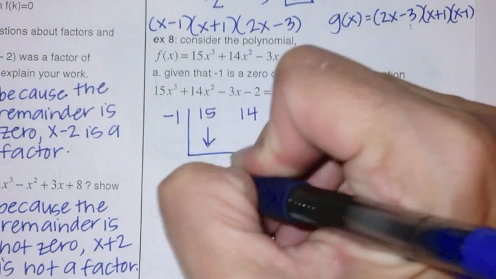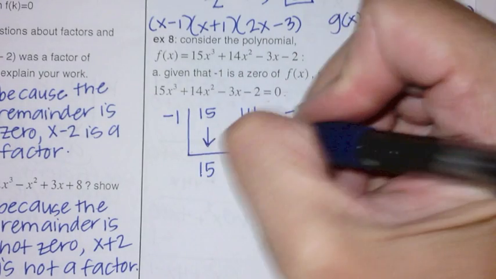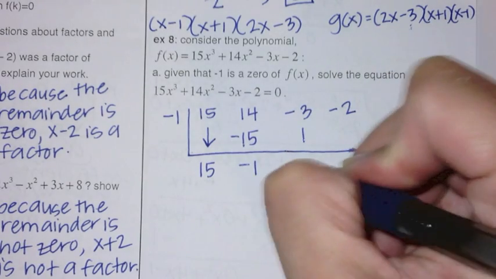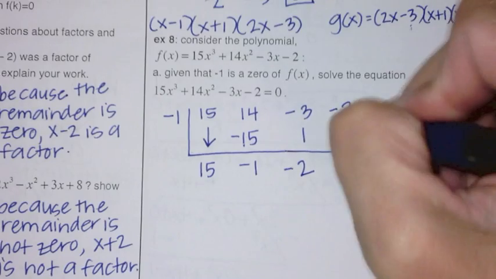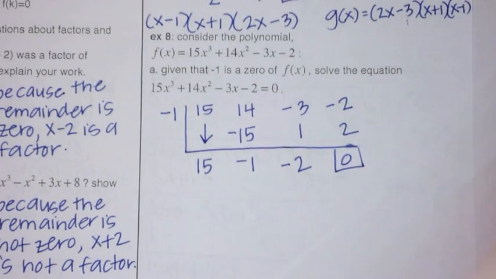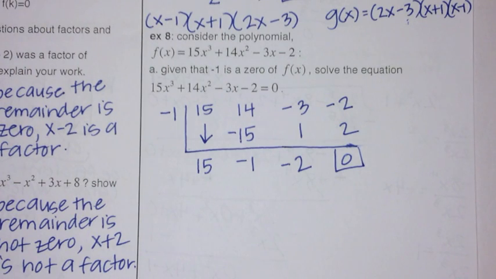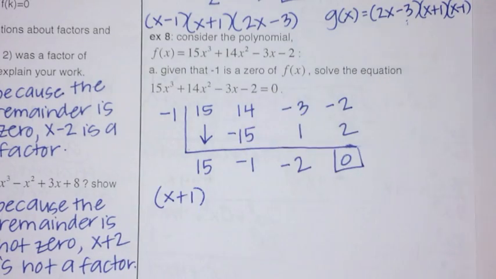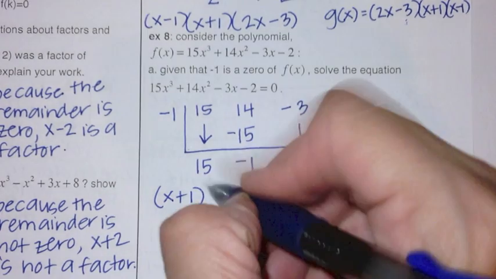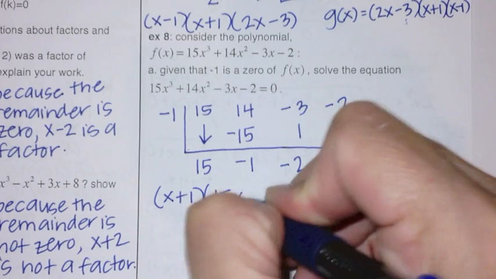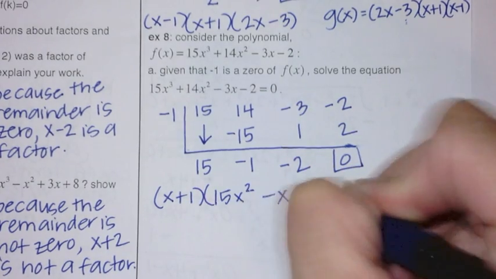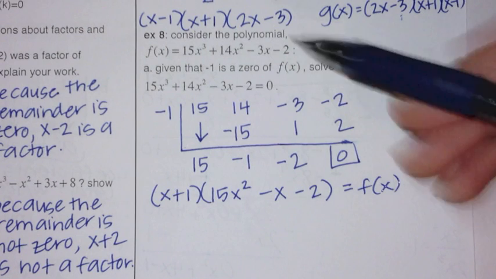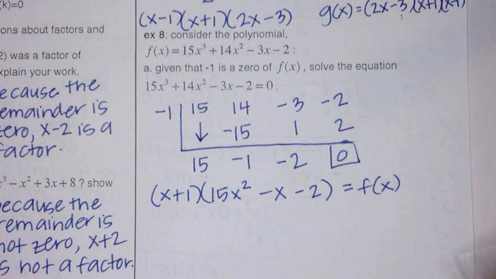So we bring down the 15. Negative 1 times 15 is negative 15. Sometimes I can write faster than I can speak. So there we go. So what this tells me right now is that x plus 1 is a 0. I already knew that. It told me. But the remainder of this is x squared minus x minus 2. So there's my f of x function right there.